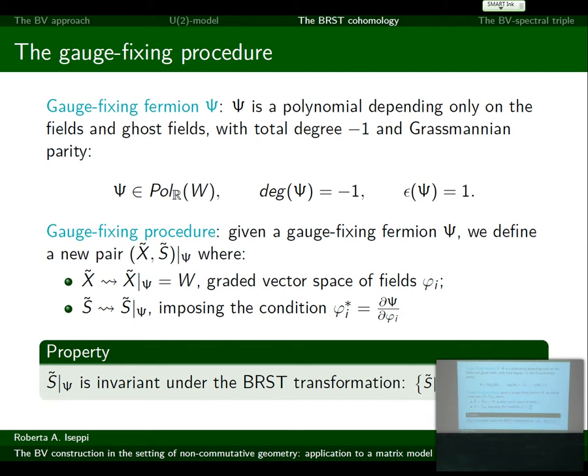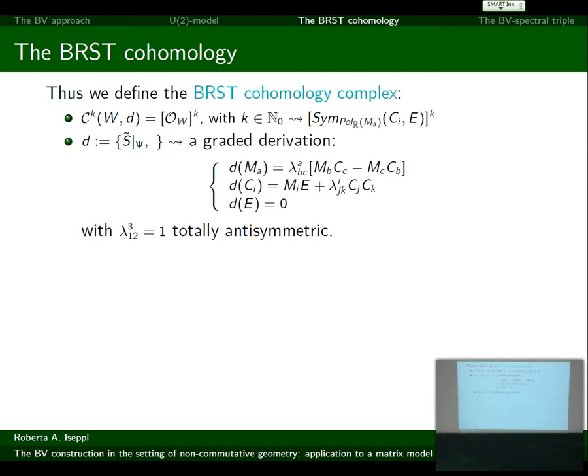Each time we have this kind of equation, we can define a corresponding cohomology. This is what we are going to do now: the BRST cohomology complex. For the space of cochains, the cochains of degree k are simply the part of degree k of this graded algebra, which means that we are considering symmetric polynomials of degree k with coefficients polynomial in the initial fields and in these two variables. Remember that Ci were of degree 1, Grassmannian, and E is a real variable of degree 2. The coboundary operator can be seen as a graded derivation acting like this over the generators.